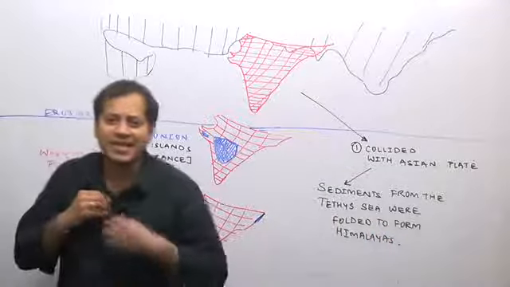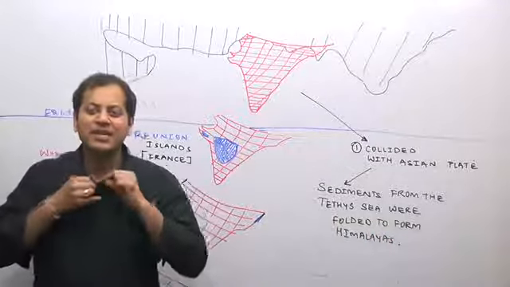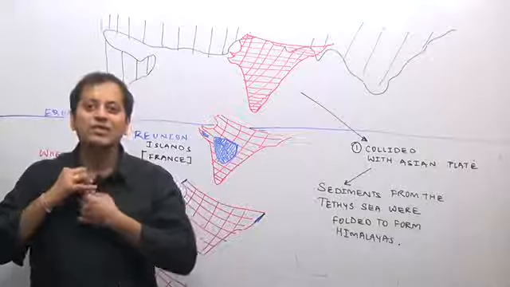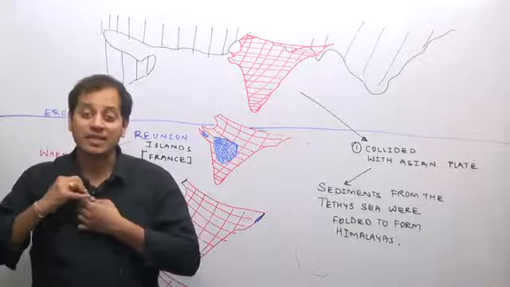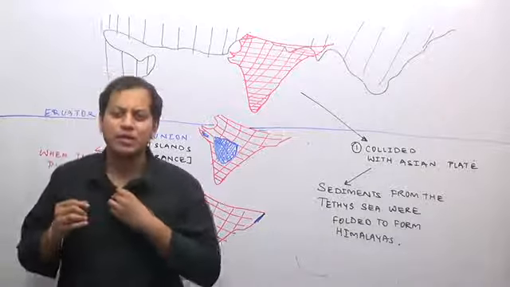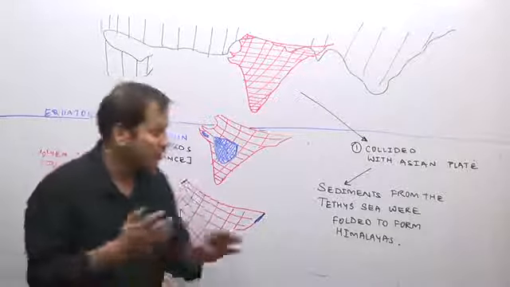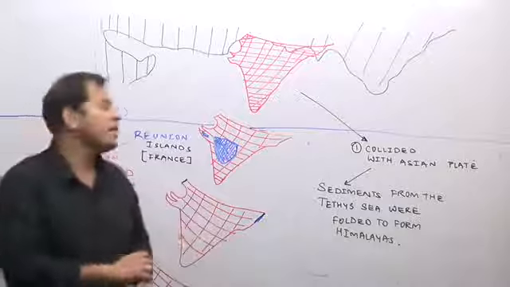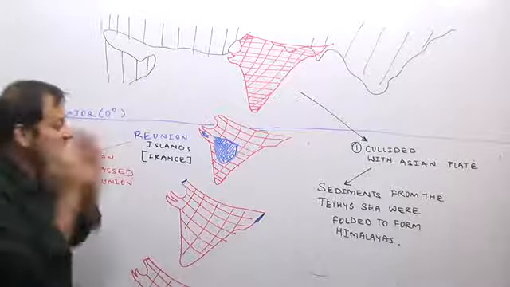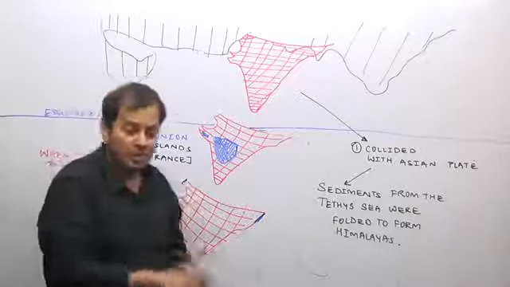So you are getting the second point in your answer, that is, the Himalayas came out of which sea? The Himalayas came out of the Tethys Sea, or it is sometimes referred to as the Tethys geosyncline. So as a result, they folded to form Himalayas.